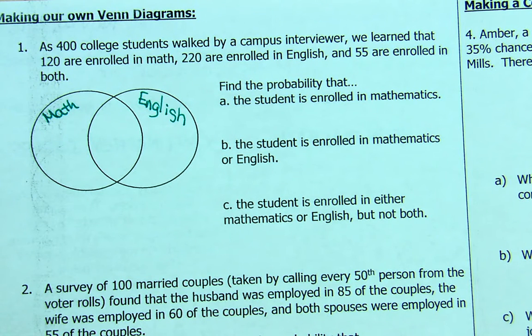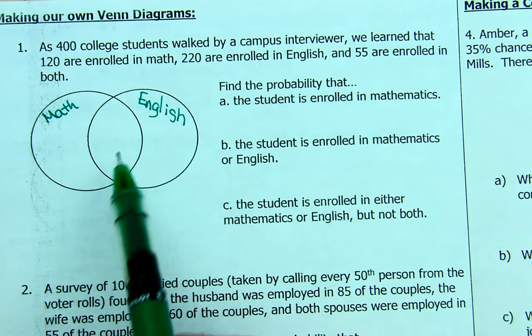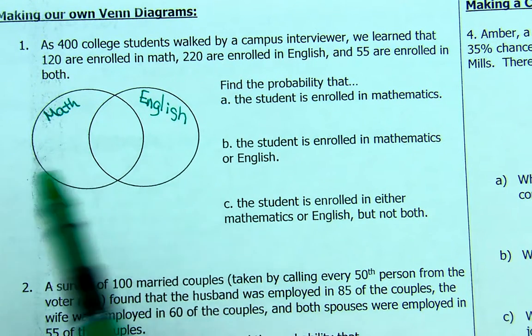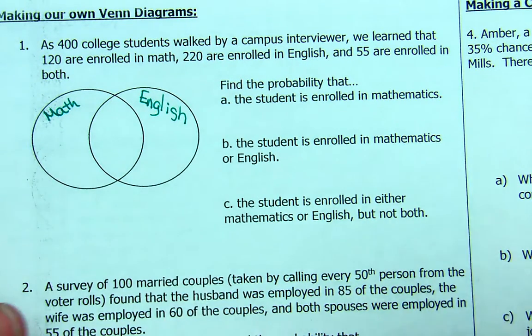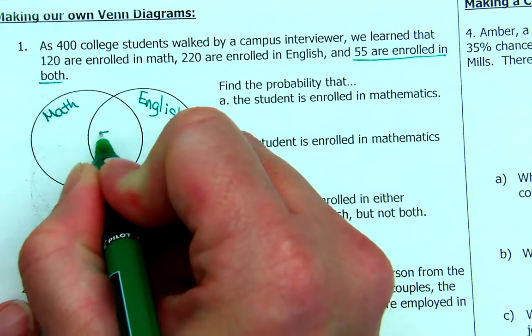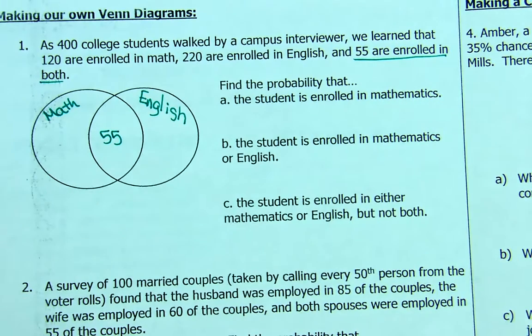When you start to fill one of these in, always start with the center part, with the overlapping part, because that will help you distinguish how much is on the outsides here. So here we have 55 are enrolled in both. So that's where I'm going to start, with that 55 in the center.